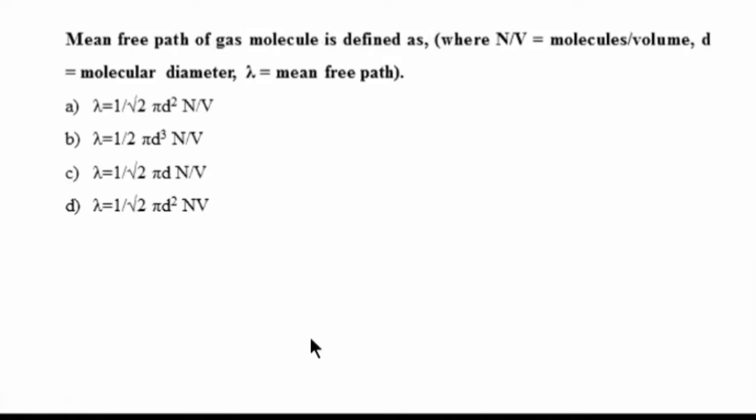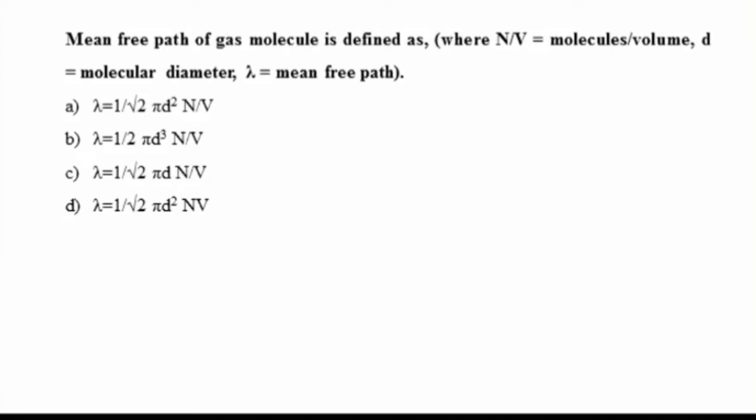Next question is, mean free path of oxygen molecule is defined as where N upon V is molecules per unit volume, V is the molecular diameter, and lambda gives the mean free path. That's what we have to calculate. So in the kinetic theory of gas, the mean free path for particles, such as a molecule, is the average distance the particle travels between two successive collisions.